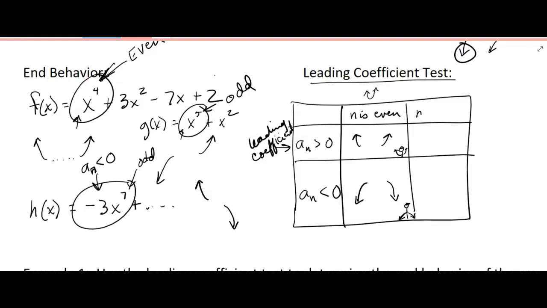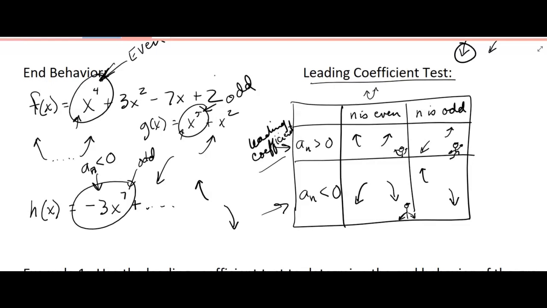What if n is odd? If n is odd and the leading coefficient's positive, then it's going to go down to the left and up to the right. I usually think of the John Travolta stance here. He's dancing. So down to the left and up to the right. And then if it's reflected, if a sub n is less than 0, meaning it's negative, it's going to reflect. So then it's going to go up to the left and down to the right.